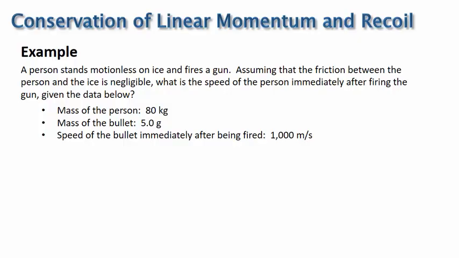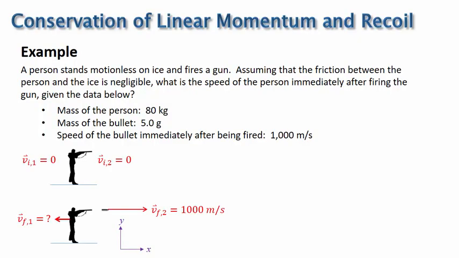Per the procedure, we'll start with a diagram. I've decided to call the person object 1 and the bullet object 2. Of course, it's arbitrary which is which, or you can use subscripts like P for person and B for bullet if you'd like. I've indicated that both initial velocities are 0 and the final velocity of the bullet is 1,000 meters per second. The next step is to write down the conservation of momentum equation.